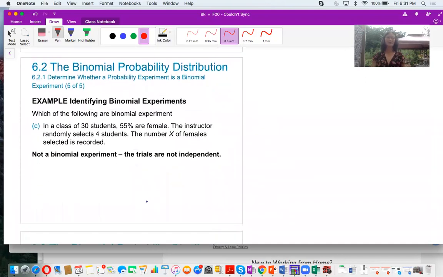Next one. Which of the following are binomial experiments? Question C. In a class of 30 students, 55% are female. The instructor randomly selected 4 students. The number X of females selected is recorded. So, is this binomial? The answer is no, because it violates the independent trials. The trials are not independent.